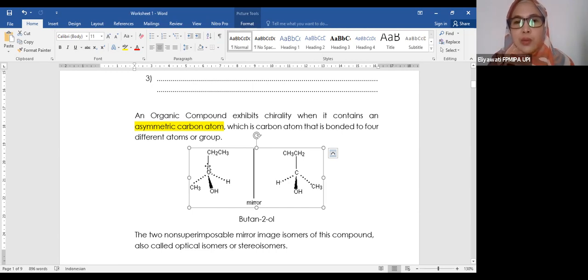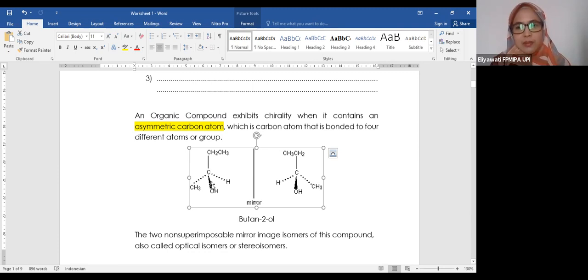Dia mengikat grup yang berbeda, empat-empatnya berbeda. Harus berbeda empat-empatnya. If any of them are the same, for example, if we remove O here, so it becomes an H atom, and also this one is an H atom, this carbon atom cannot be called an asymmetric carbon atom, because all the groups that bind with the carbon atom should be different.